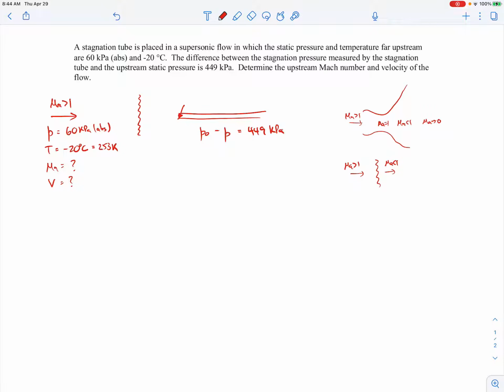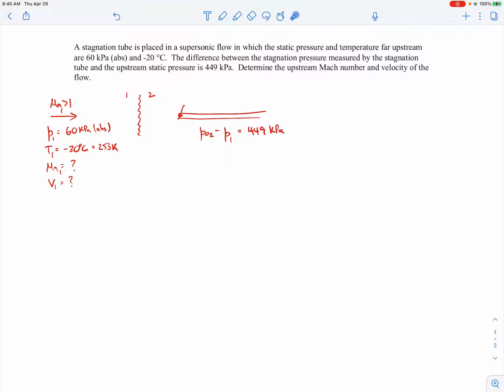So let me go ahead and erase this part here, but when I write down these pressures and temperatures, etc., and stagnation pressure, I'm going to put subscript 1 to indicate these are all upstream of the shock. And then this will be subscript 2 because it's downstream of the shock. Remember that upstream conditions are 1 and the downstream conditions are 2. So we're measuring the stagnation pressure downstream of the shock wave here. And this is the static pressure upstream of the shock.